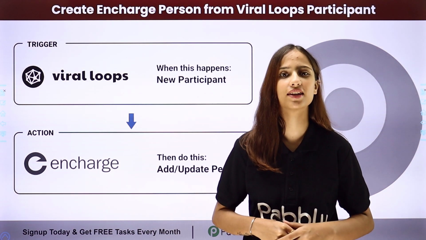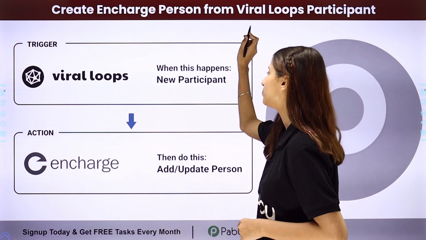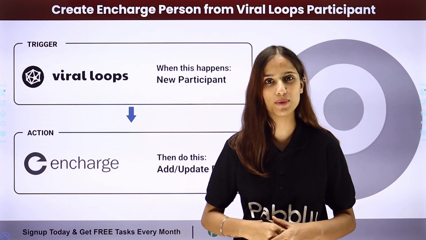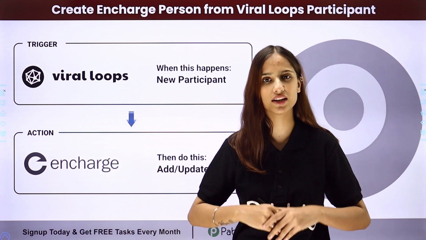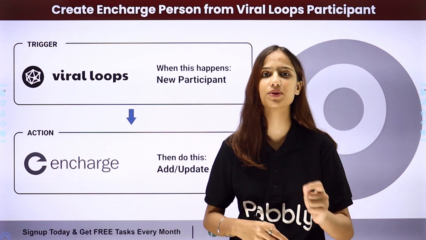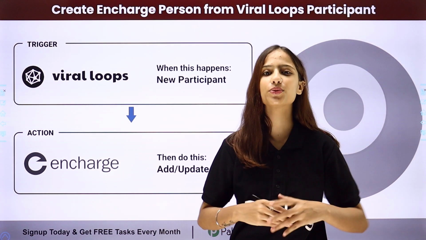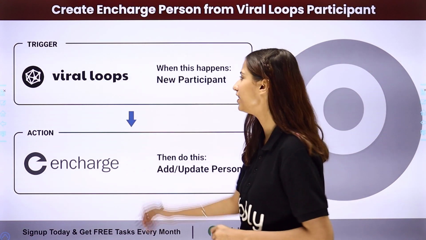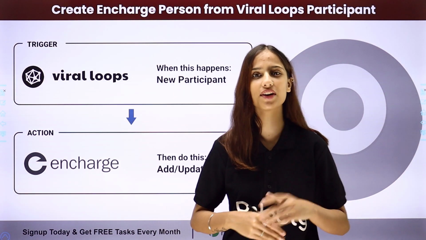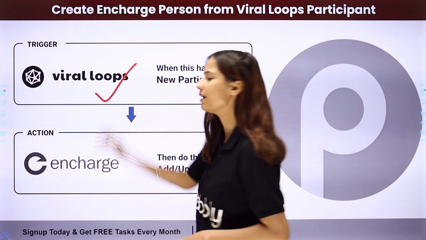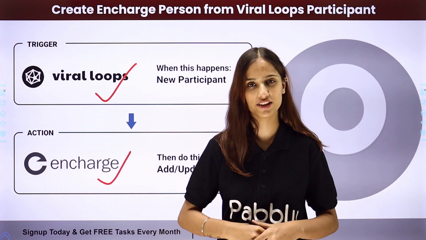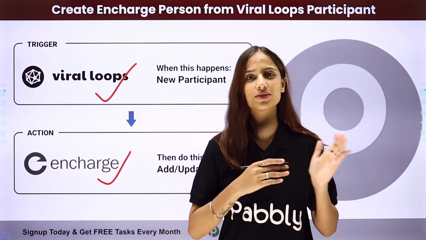So in today's video we will understand how to create Encharge person from Viral Loops participant. So here let's say that whenever a new participant is added in my campaign in Viral Loops, then I wish to add the same participant as a person in Encharge. So now to do this I have to build an integration between these two applications, for which I will be using Pabbly Connect, where my trigger application will be Viral Loops and my action application will be Encharge. So to learn how I set up the integration between these two, follow me through the screen.